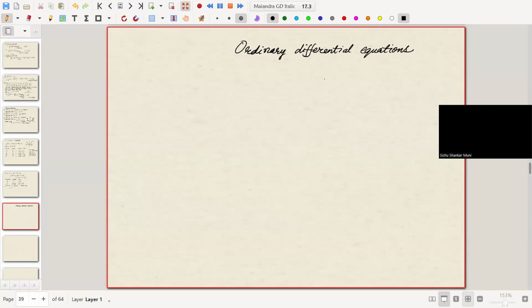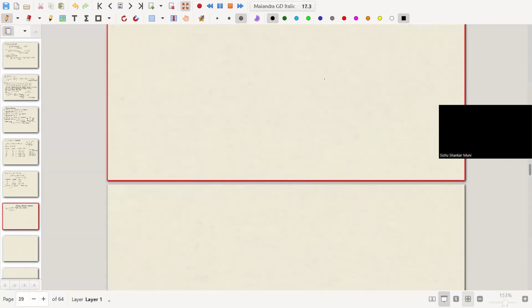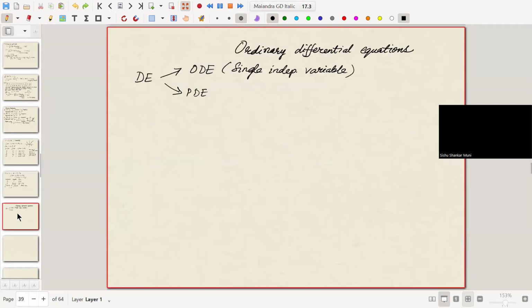So as I told you, a differential equation can have a single independent variable. Suppose y is just a function of x, and it can have more than one independent variable. That will be the next part. All right.